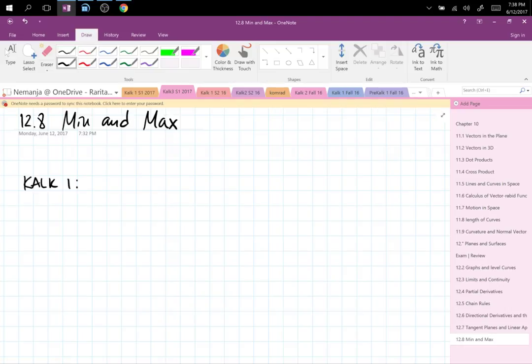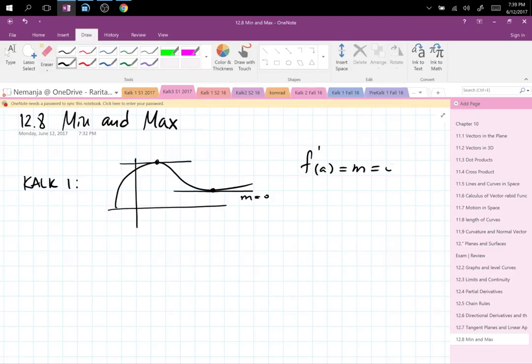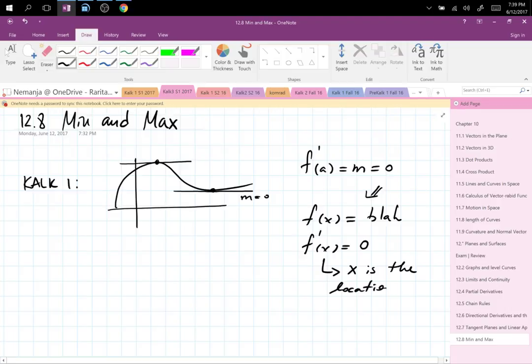So in Calculus 1, you had a function of some sort, and that function had a horizontal tangent line at every minimum and at every maximum, and the horizontal tangent line had the slope m equal to 0. Now we also know that the first derivative computed at a gives you that slope, and since it's equal to 0, if you have a function of some sort and you take its derivative and set it equal to 0, this x is the location of min-max.